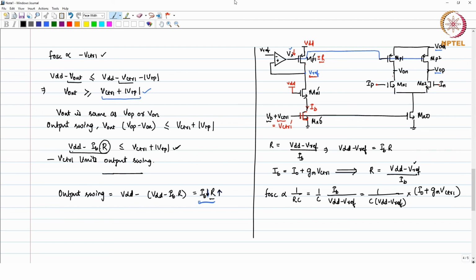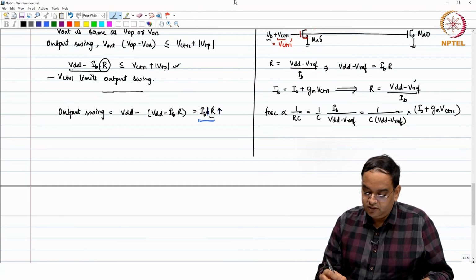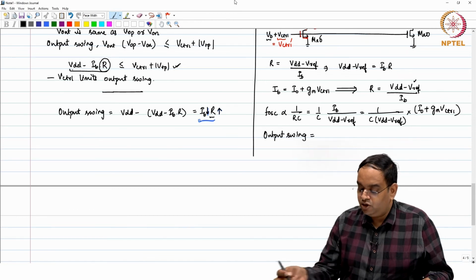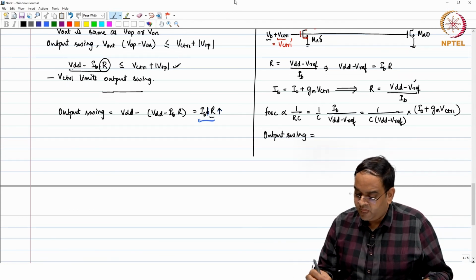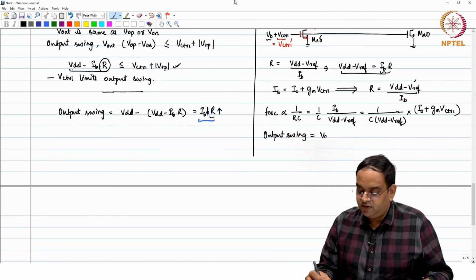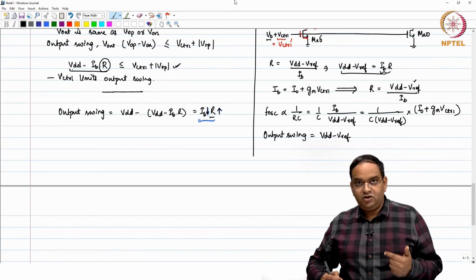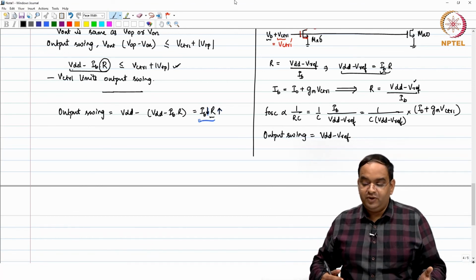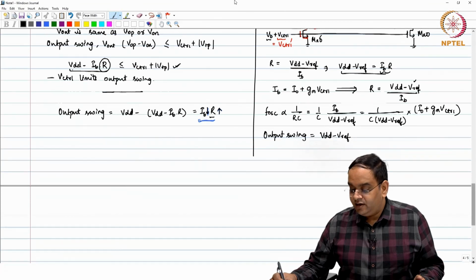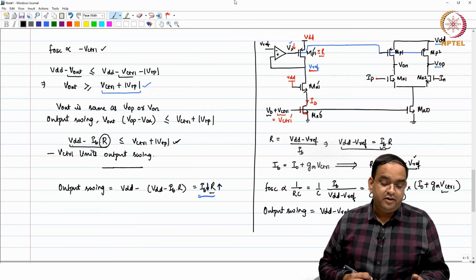There is only one variable term for the frequency, and your output swing is equal to IB times R, and IB times R is fixed, VDD minus Vref. So, now you have an oscillator whose output swing does not vary with the output frequency, and you can vary the output frequency by applying a control voltage here.